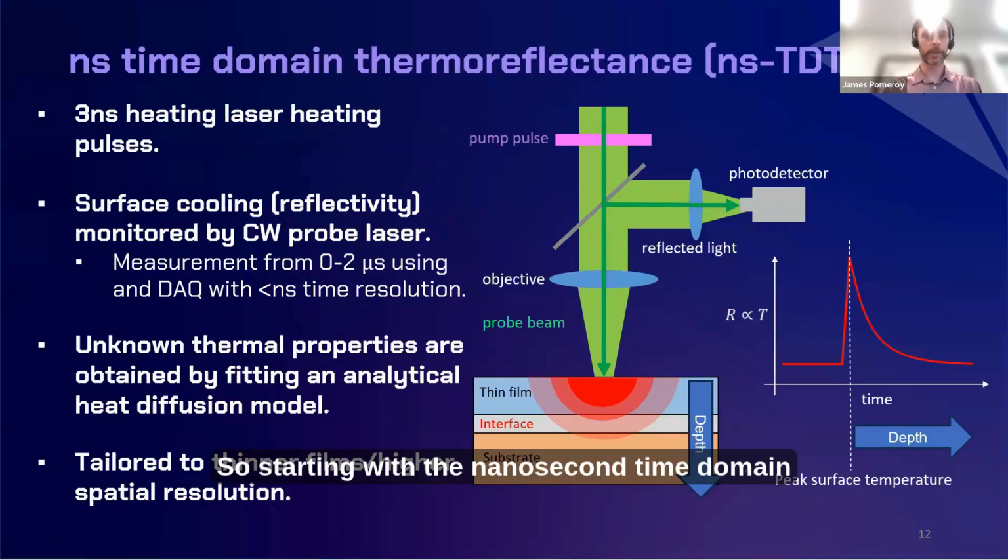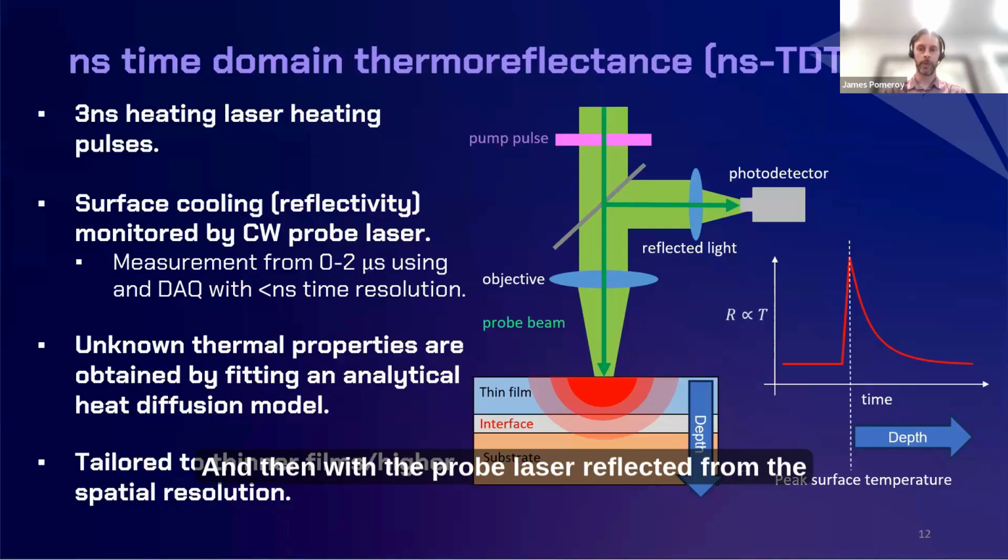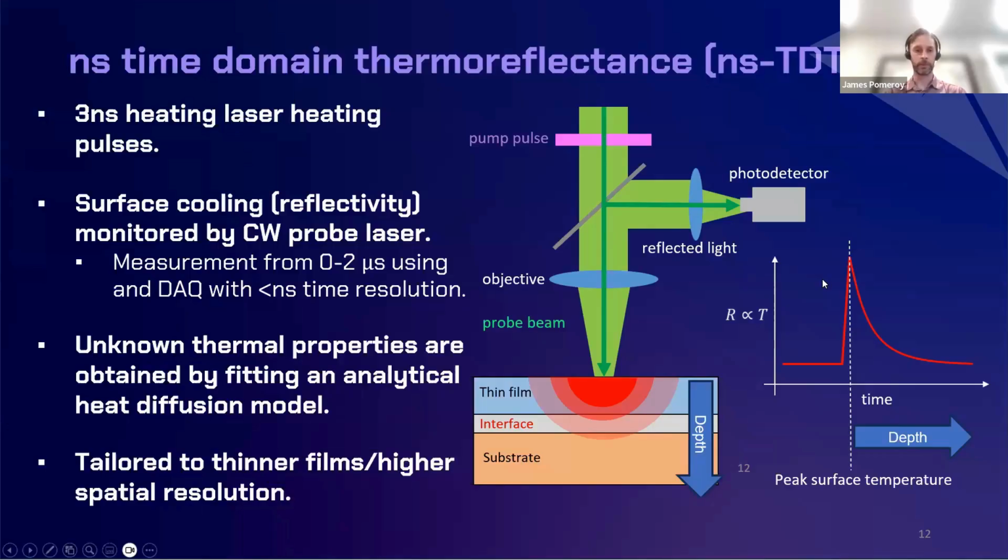So starting with nanosecond time-domain thermoreflectance. In our implementation, we use 3 nanosecond heating pulses. This is the pump pulse shown here in the diagram. That heats the surface for a short duration. And then with the probe laser reflected from the surface into a photodetector, we monitor the change in reflectivity.